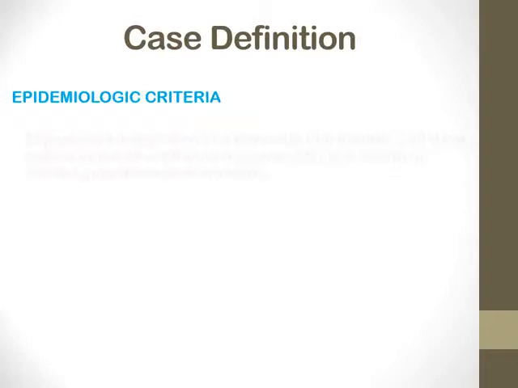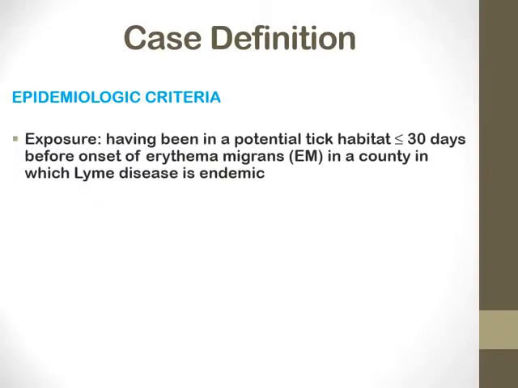To fulfill the epidemiologic criteria, a case should have been in a potential tick habitat, so a woody, brushy, or grassy area within 30 days of onset of EM in a Lyme disease endemic county. Please note that a tick bite is not required since many cases don't recall being bitten.